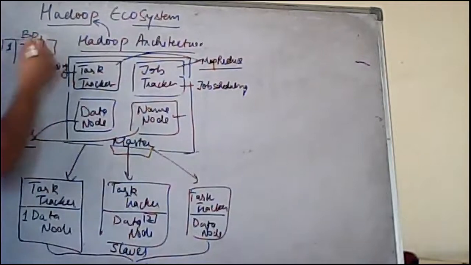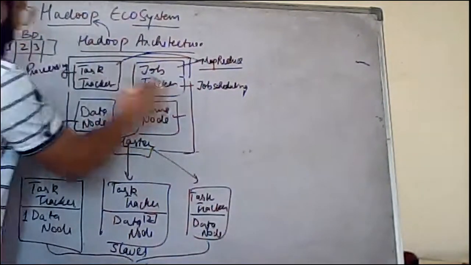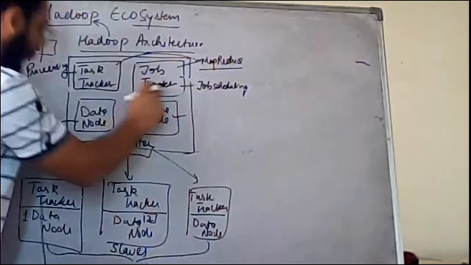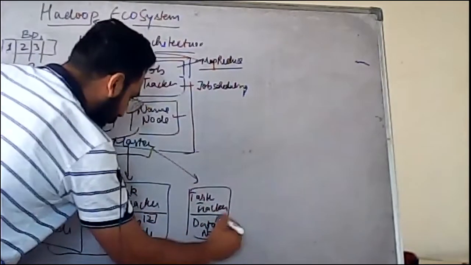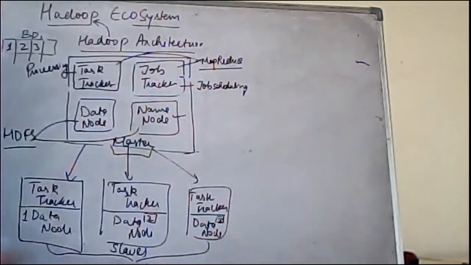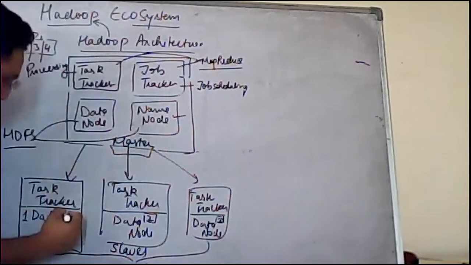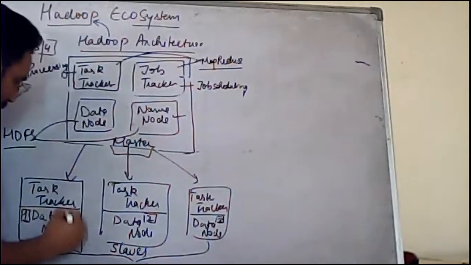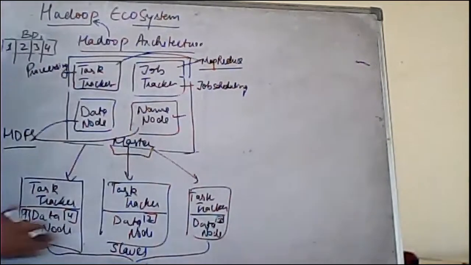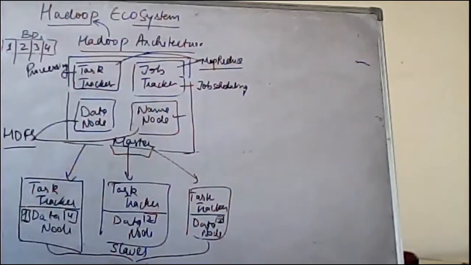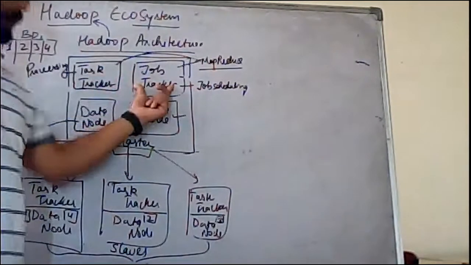Again, a third data block is there, and job tracker distributes this data to the third slave, and it is stored in a data node. Then there is another data block, 4, and job tracker will distribute this data to this node. These are the slave nodes, and this is the master who will accept the data, and job tracker will distribute the data.